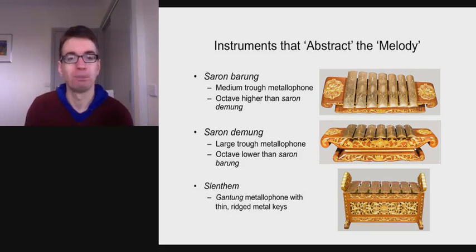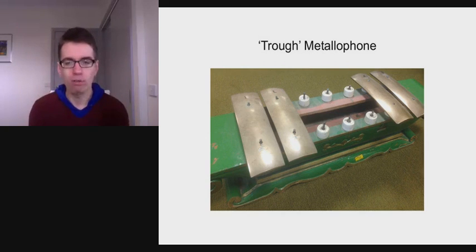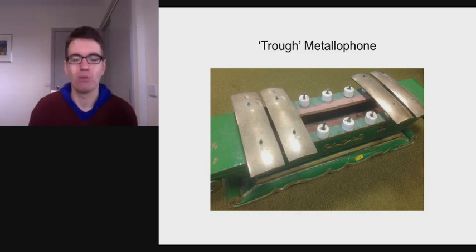Talking about the nature of a trough metallophone, on this slide you can actually see that I've taken some of the bronze bars off of the saron demung, and you can see the hollowed out trough or chamber in the wooden case of the instrument. And that's what denotes the saron and how it's called a trough metallophone.